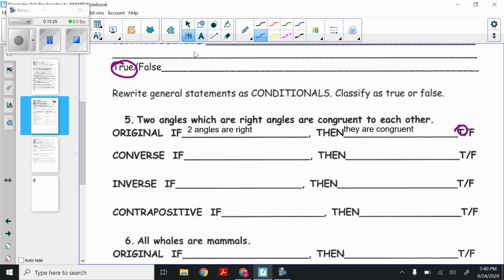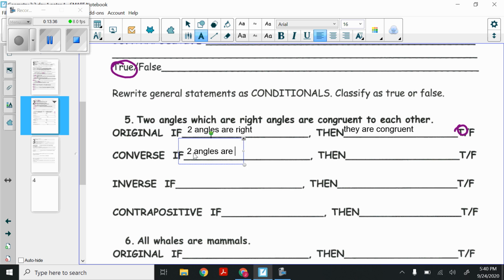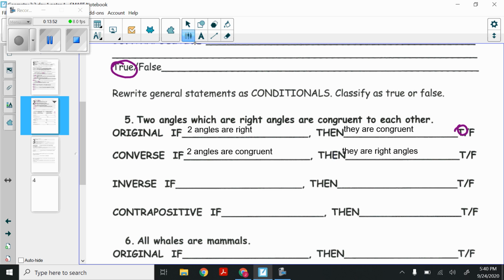So now let's look at the converse. So the converse, I trade places with the hypothesis and the conclusion. So if two angles are congruent, then they are right angles. Well, this is saying that the only angles that are congruent are right angles. We know that's false because we know that vertical angles are congruent. So this is false.